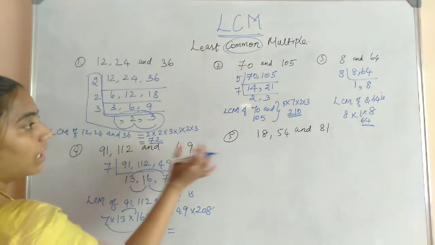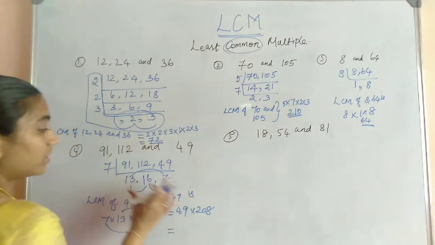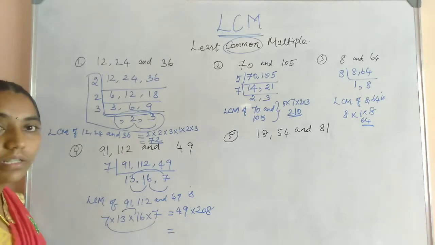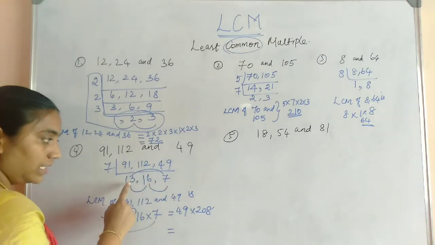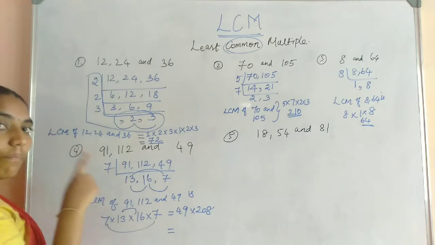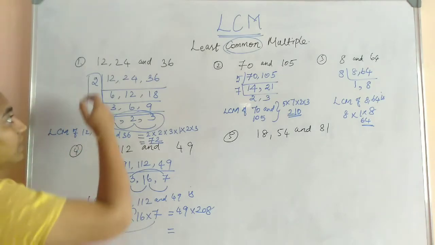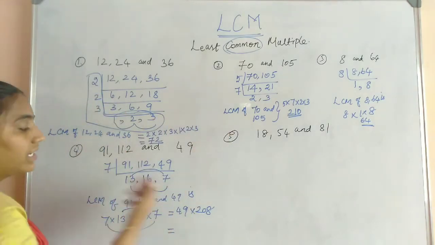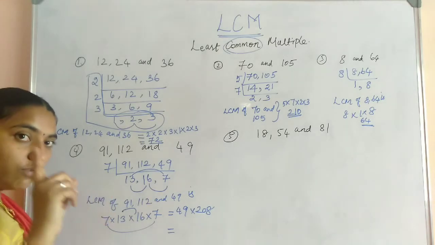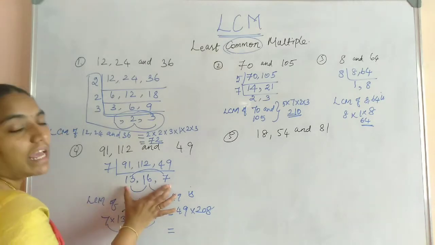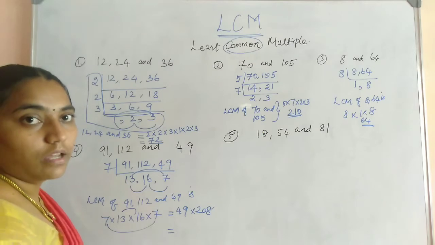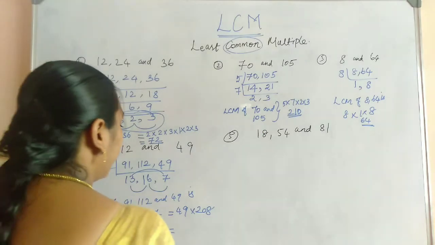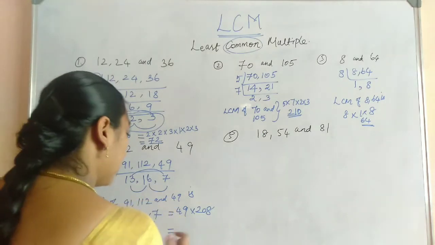Why? These are very small numbers that we got, but this answer is more than 10,000. Why did we get such a big number? Because this only had one factor, whereas the others had so many steps and so many factors. Does any two have a common factor? No. So we have to complete this. So finally, 49 into 208 is the answer.